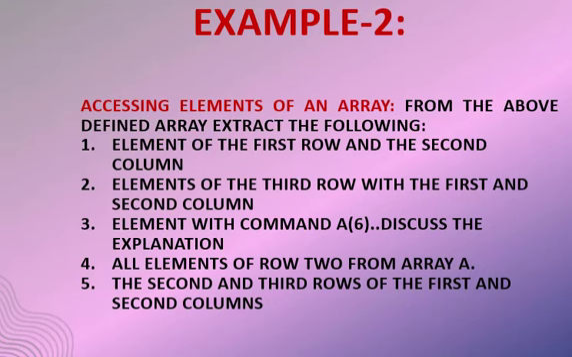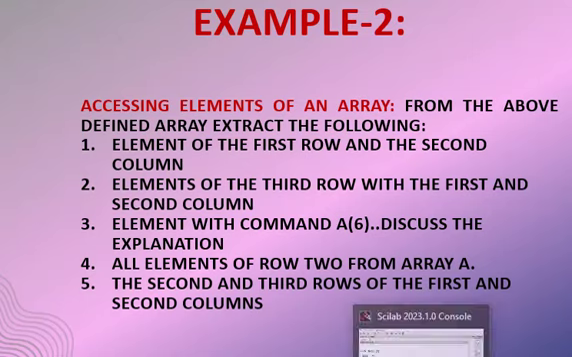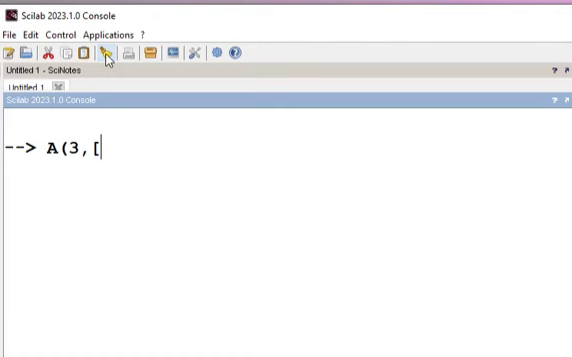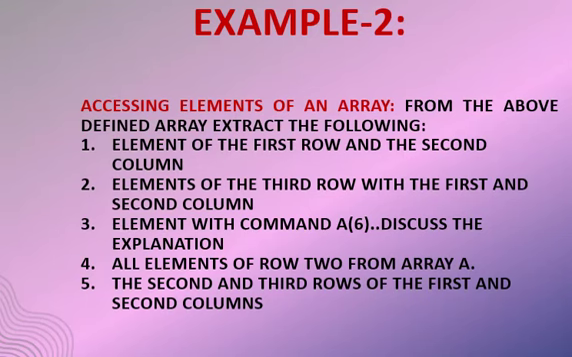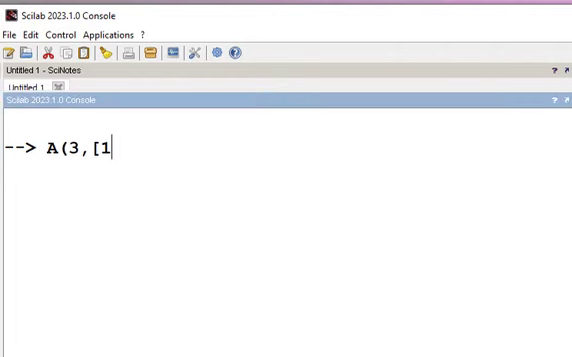The next question is the elements of third row with first and second column. So this time we are talking about the third row, and for column we are talking about the first and second columns. So how should I write this? I can say 1, 2 for column, and here we are getting 9 comma 7. Means we are getting the two elements as 9 and 7.